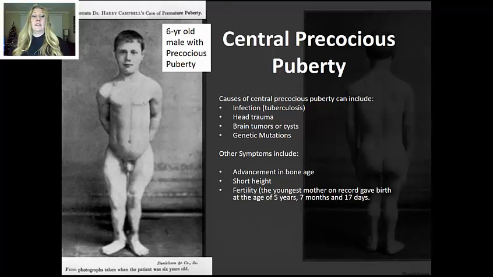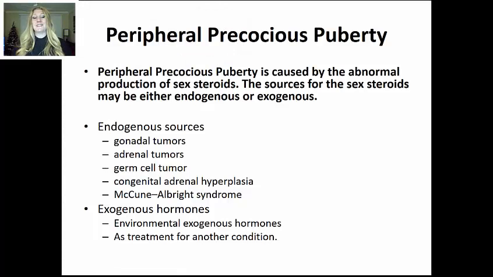Next, we'll look at the symptoms that are caused by the abnormal production of the sex steroids in peripheral precocious puberty. The sources for the sex steroids may be either endogenous or exogenous. The endogenous sources include gonadal tumors, adrenal tumors, germ cell tumors, congenital adrenal hyperplasia, or McCune-Albright syndrome. Exogenous hormone sources could be hormones that the person is exposed to in the general environment, or perhaps they're having hormonal treatment for some other condition.